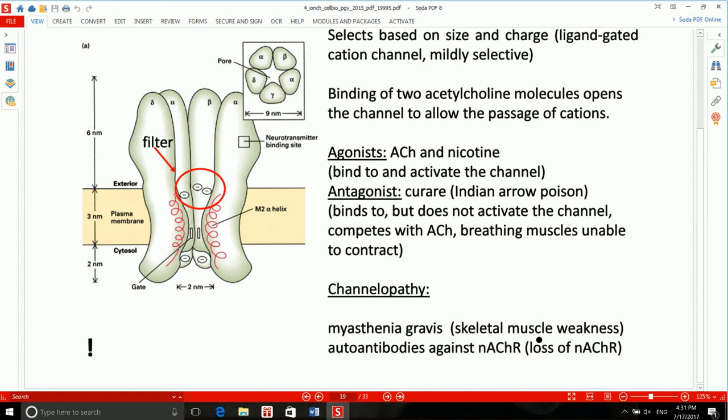It causes skeletal muscle weakness. And what is the definition of a channelopathy? It is when we have loss of function or gain of function in our channels due to mutation in the genes coding them. So that is pretty easy.